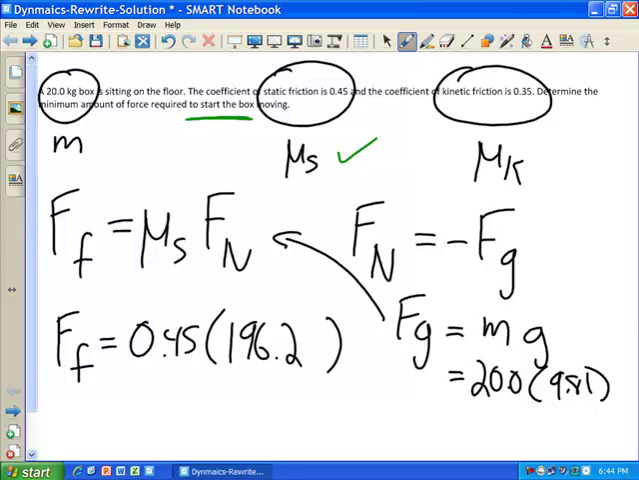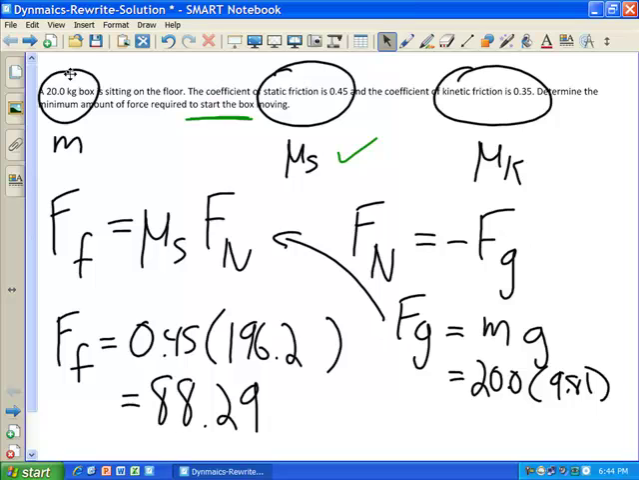I'm going to multiply that by 0.45, and I should find out that my maximum frictional force, static friction force, is 88.29. If I want to get this box to move, I've got to push with a minimum force equal to or greater than this amount.